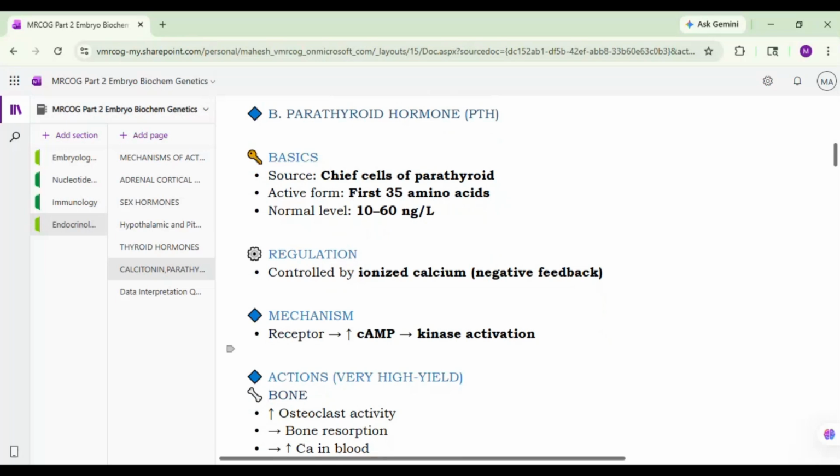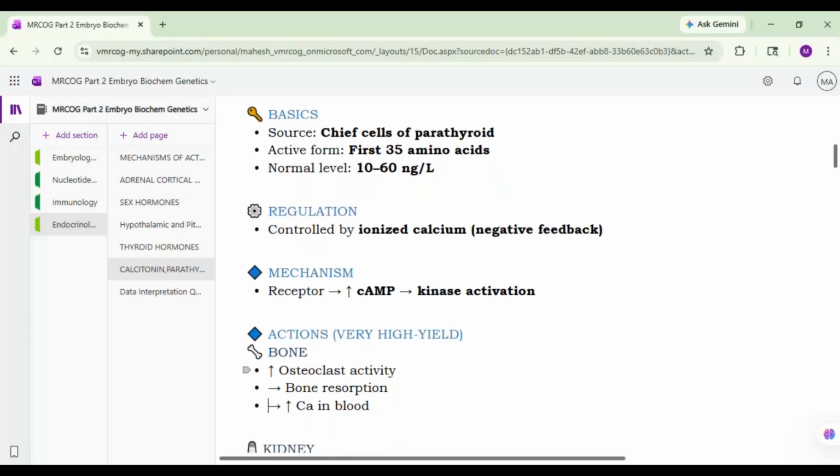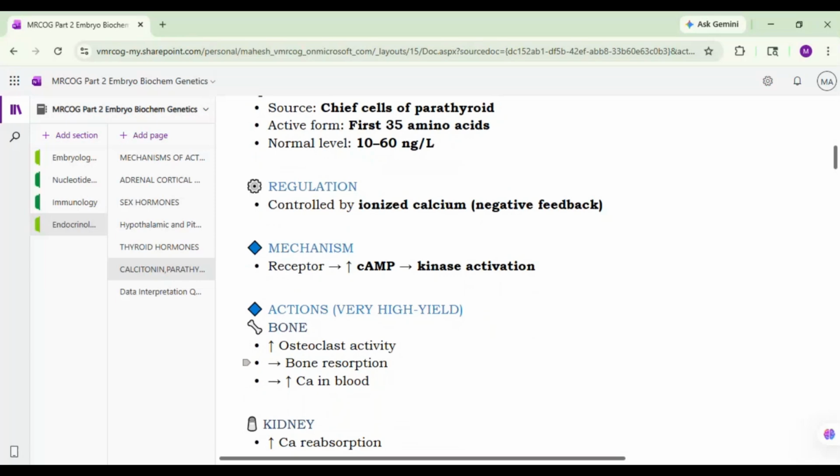So there is a negative feedback mechanism. Ionized calcium is the active form, so that will give the negative feedback. That is how it is controlled. Okay. So the receptor will increase the cyclic AMP, that will lead to the kinase activation.